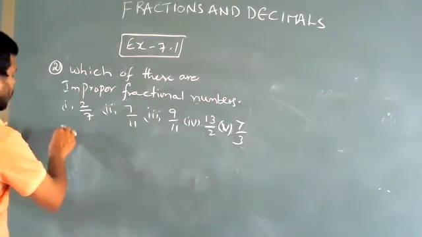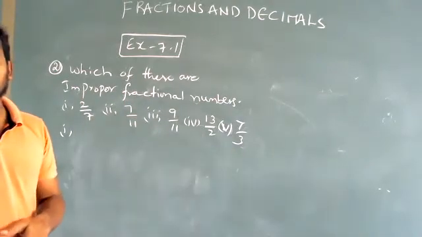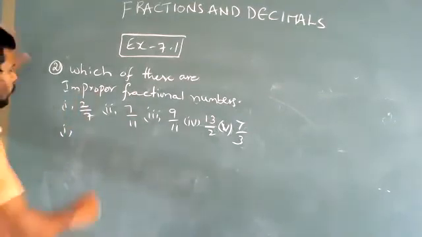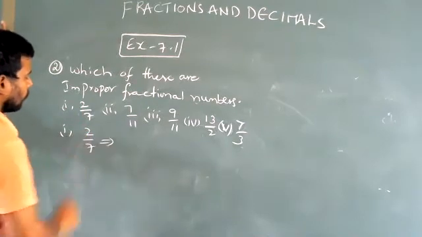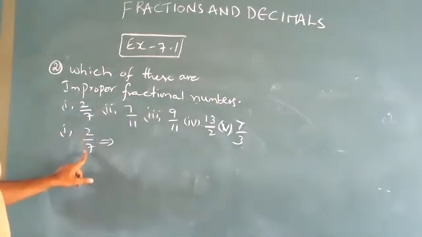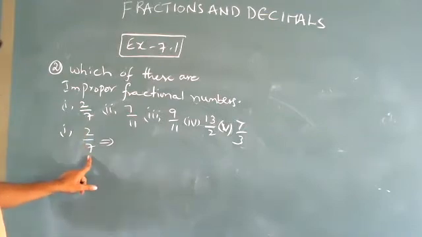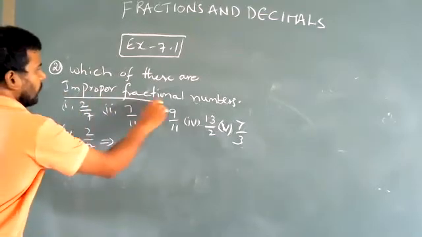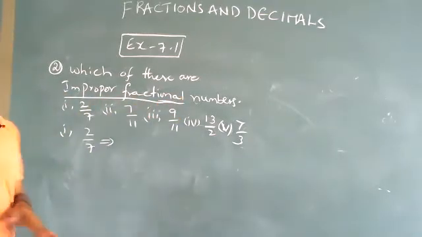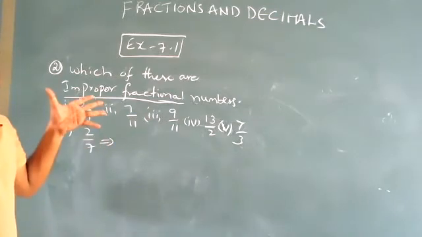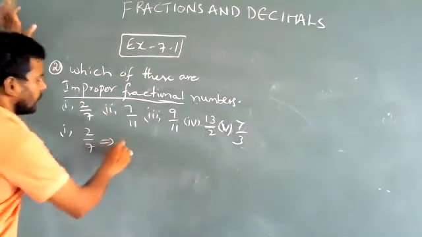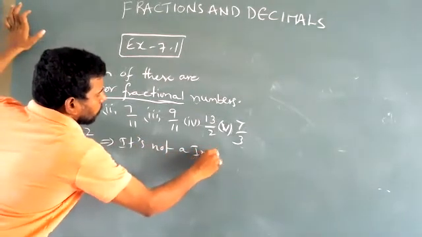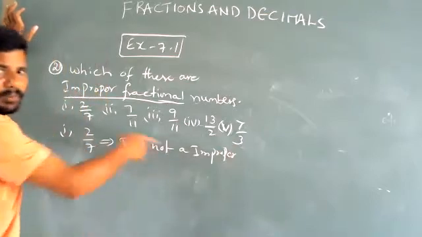So what are improper fractional numbers? Where the numerator is greater than the denominator. That type of fractions are called improper fractions. Now take 2 by 7. 2 is less than 7. That means the numerator is less than the denominator. So it is a proper fraction, but it's not an improper fraction. In this problem, we have to find the improper fractions. So it's not improper.